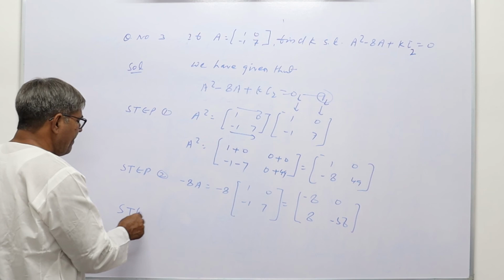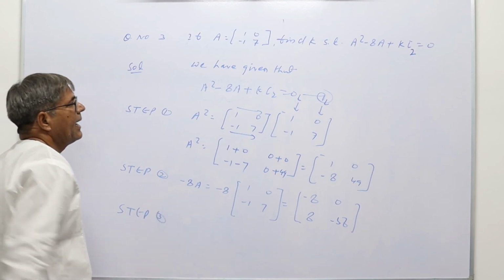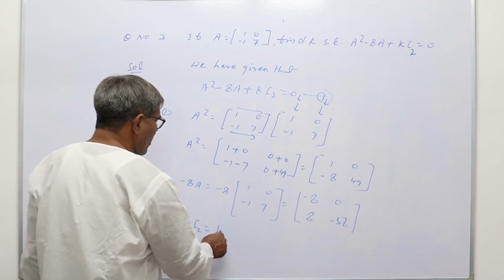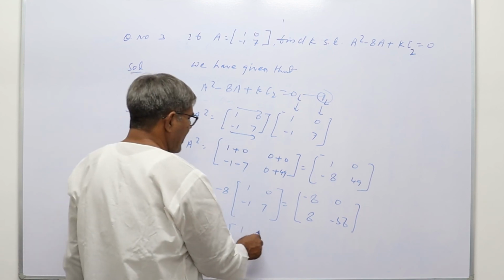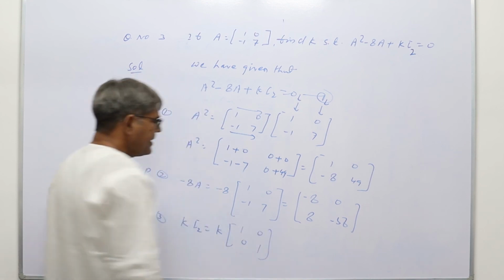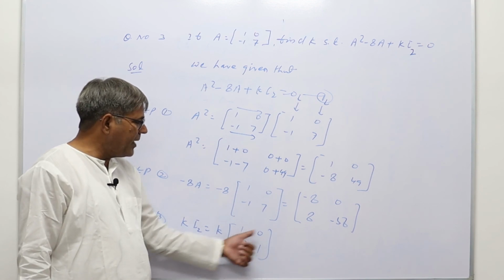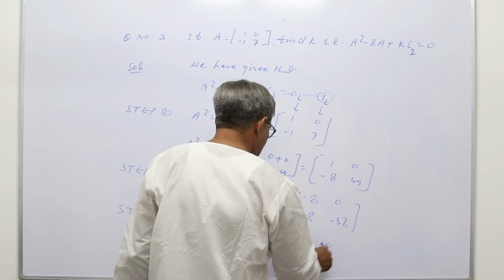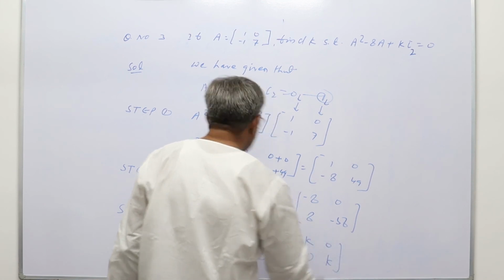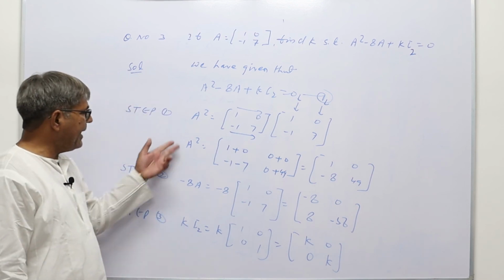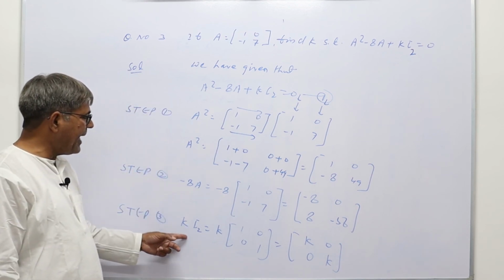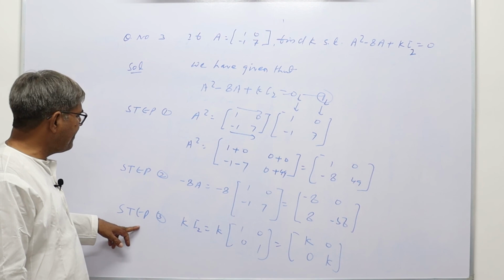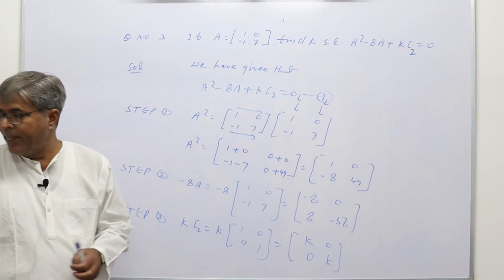Now in step third, we will find KI2, that is scalar K will be multiplied with the identity matrix of order 2. So K into 1, 0, 0, 1. This is the identity matrix of order 2, 1, 0, 0, 1. So it will be equals to K, 0, 0, K. In this way, separately we have calculated A square, minus 8A and then KI2. Now we will put step first, step second and step third in the left hand side.